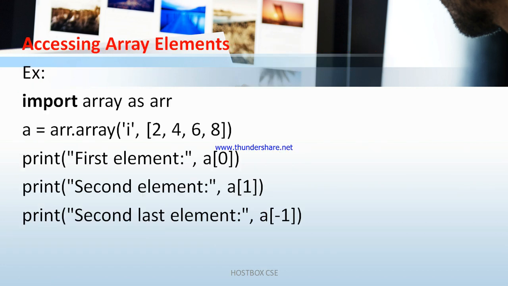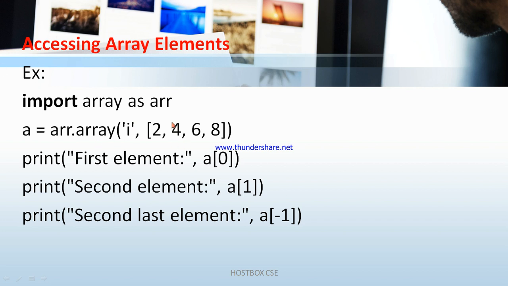Right, now accessing array elements. So let's go for the practical demo. I have one program called a1.py. I am writing the Python script here. Import array as arr. When I use array, you must import the array module here. Then I create array A is equal to arr.array of I comma 2 comma 4 comma 6 comma 8. So here I have elements 2 4 6 8 and I want to print them. First element A of 0, then second element A of 1, and so on.